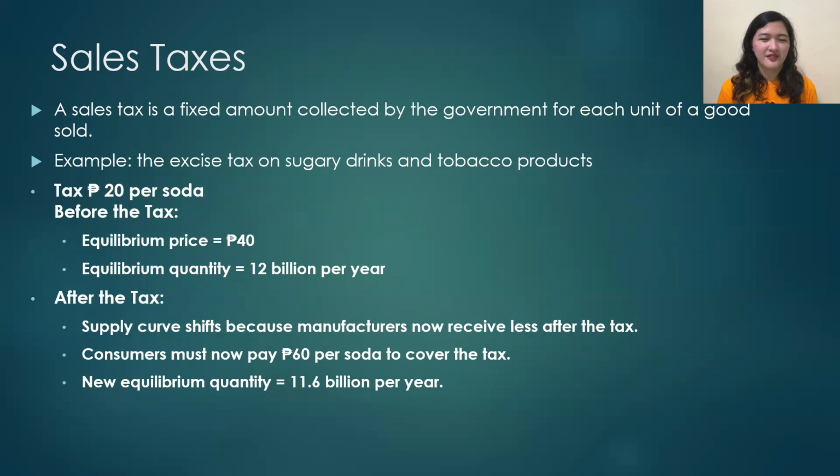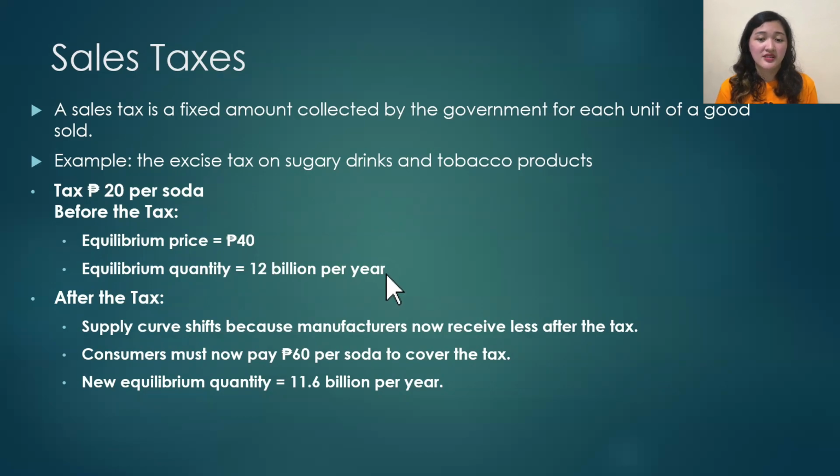For example, here in the Philippines, there's an excise tax on sugar-sweetened beverages and certain tobacco products. So let's take a 20 peso per unit tax on a product like soda. Here's how this would play out if the government were to apply a tax like this. Before the tax, let's say the equilibrium price for a soda is 40 pesos, and manufacturers are willing to supply 12 billion per year.